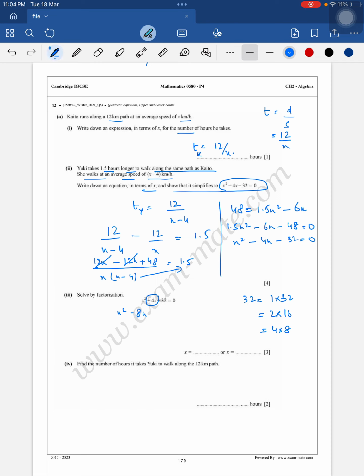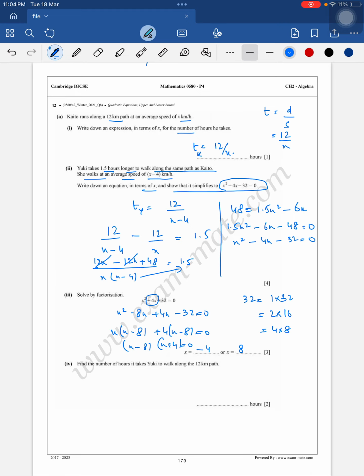So x square minus 8x plus 4x minus 32 is equals to 0. Taking x common, x minus 8, plus 4 common, x minus 8 is equals to 0. x minus 8, x plus 4 is equals to 0. So that means x is equals to minus 4 and x is equals to 8.